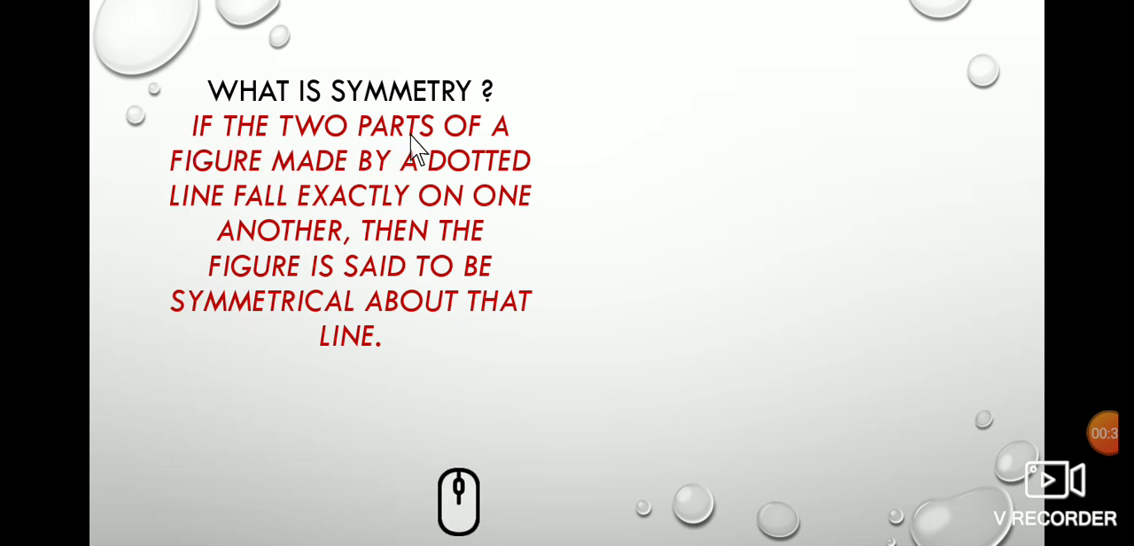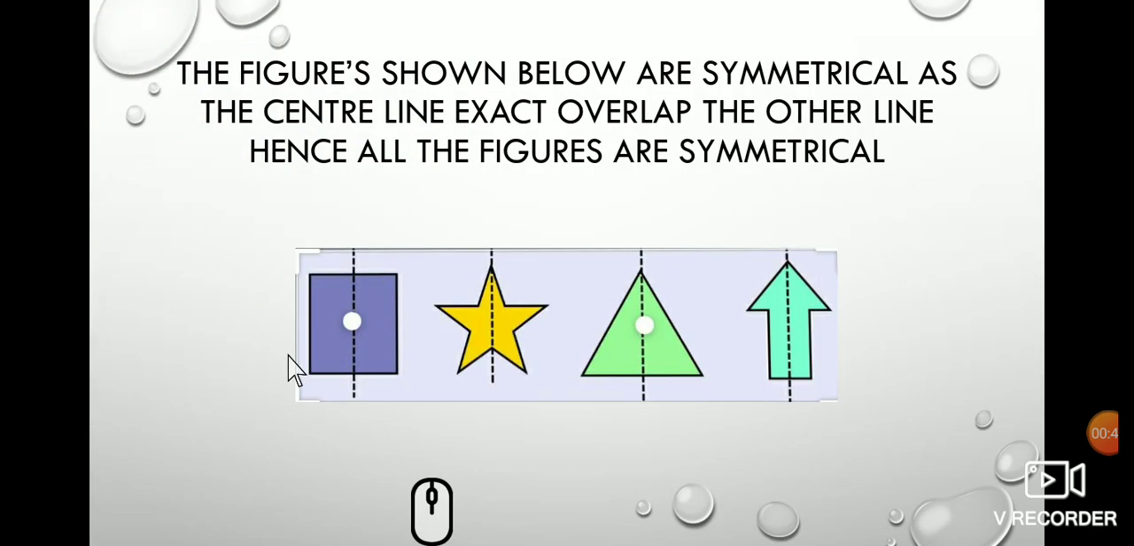Yes, if the two parts of a figure made by a dotted line fall exactly on one another, then the figure is said to be symmetrical about that line. Look at the figures given below, children. These are symmetrical. Why do we say these are symmetrical figures? Because the center line exactly overlaps the other side. Hence, all the figures are symmetrical.